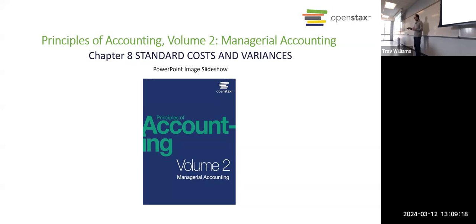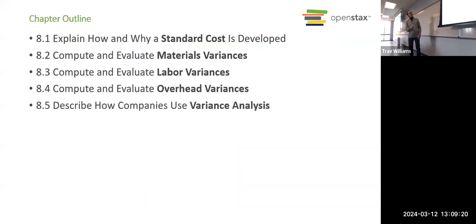And that will include materials, labor, and overhead, primarily variable overhead. So we'll be looking at all those variable costs and how they differ from the standards that have been set. And that is called variance analysis, right?